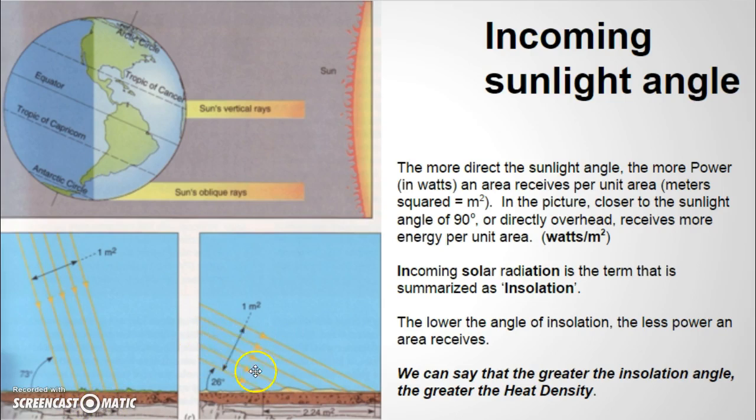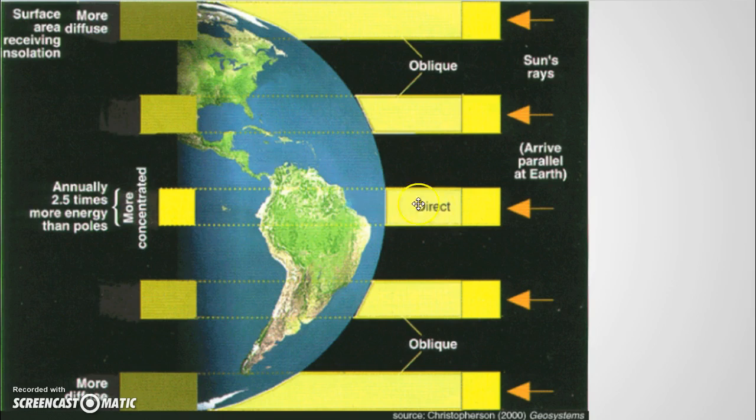Whereas at a much lower angle, the sunlight is going to be spread over about 2.24 meters squared. So this is going to have a much lower heat density, whereas more direct is going to have a greater heat density. We're really saying that the greater the insolation angle, the greater the heat density. Here we can compare the equator to that of a pole. Notice that the area distributing that heat energy at the poles is going to have, on average, a lower heat density than an area such as the equator. The equatorial area receives about 2.5 times more energy than the poles.